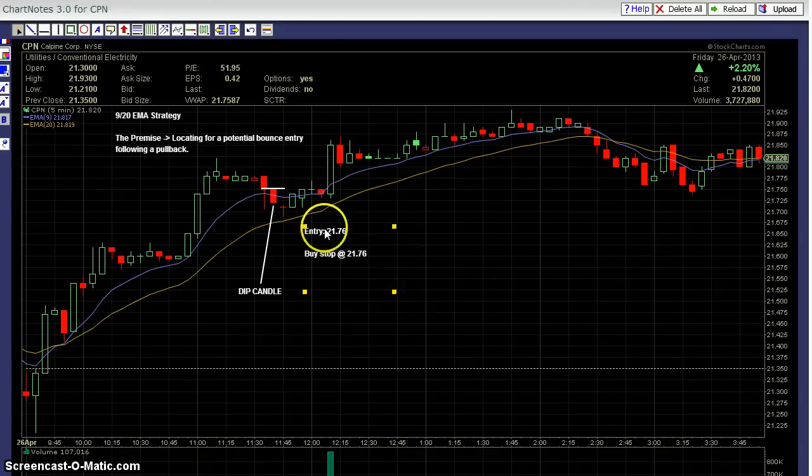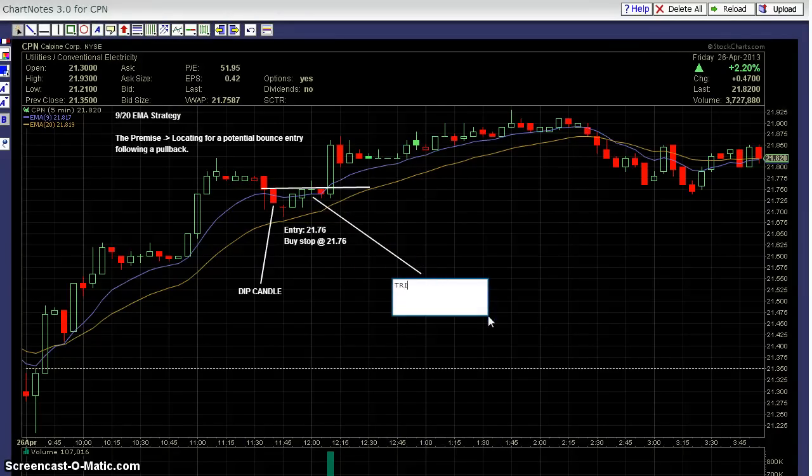All right, so I've got this locked in on my platform. The order's already sent. Now it's time to see if it goes back over 21.76. In this case, this was a successful scenario because it did go over 21.75. It triggered right there. This is what I call the trigger candle, when the play actually initiated.